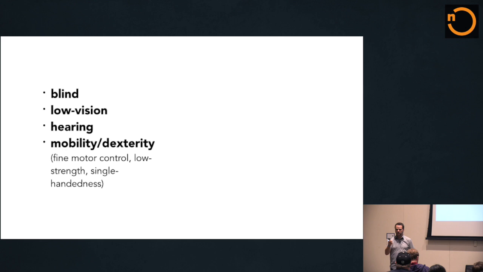How are you going to do that when you only have one hand, have the use of one hand? It changes your perspective on things. So these are the kinds of things that we're looking at in mobility or dexterity. We're also talking about a lot of cognitive things.